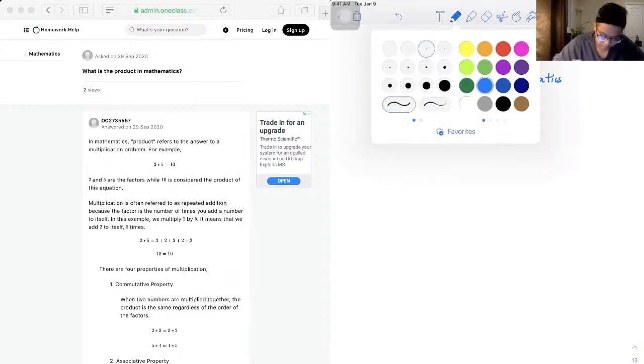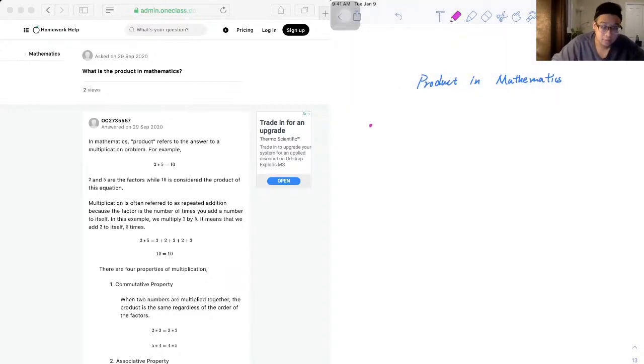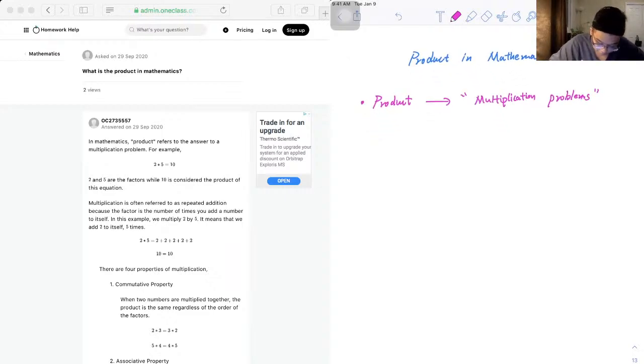Okay, so first thing, product refers to the answer to a multiplication problem. So let's write the keyword down. Multiplication problems. Right. So for say if we got a 2 times 3 is equal to 6, and 6 is gonna be our product.